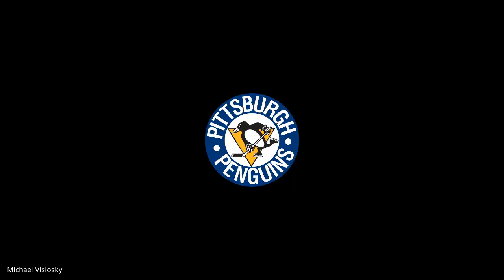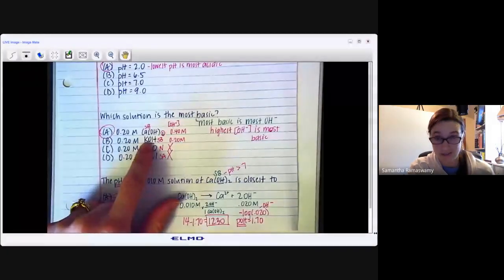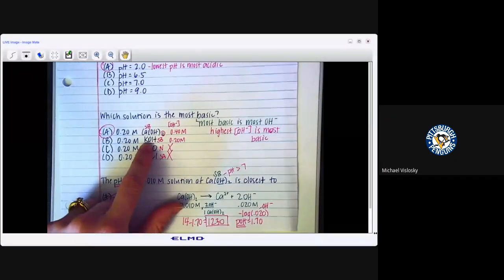So for number 2, when we were comparing Ca(OH)2 and then something else with OH, if the one with 2 OHs was 0.02 molar and the one with only 1 OH was 0.04 molar, would they have the same pH? Yes, they would. So they'd both be the same amount of basic? It would both be the same amount.